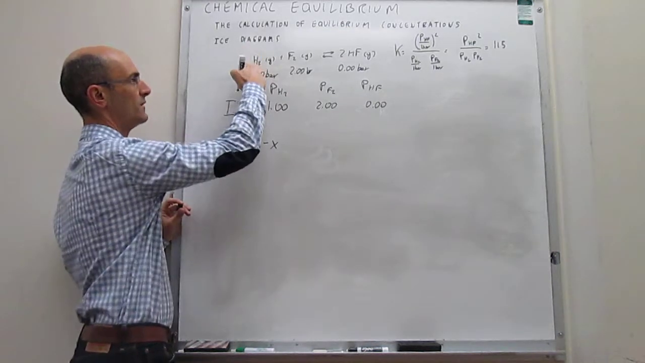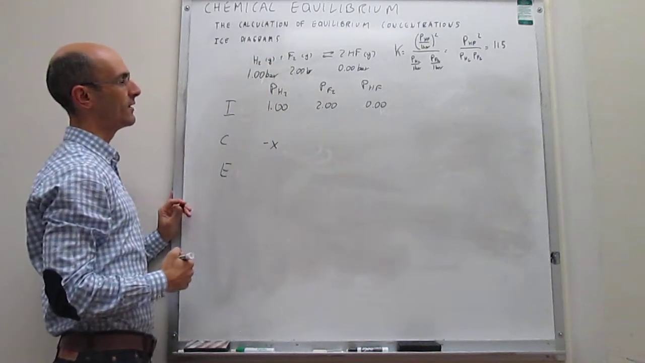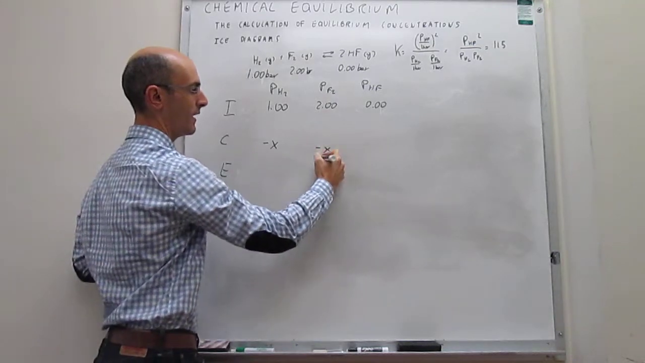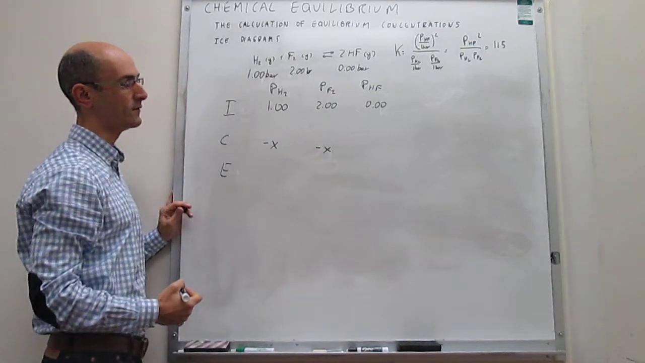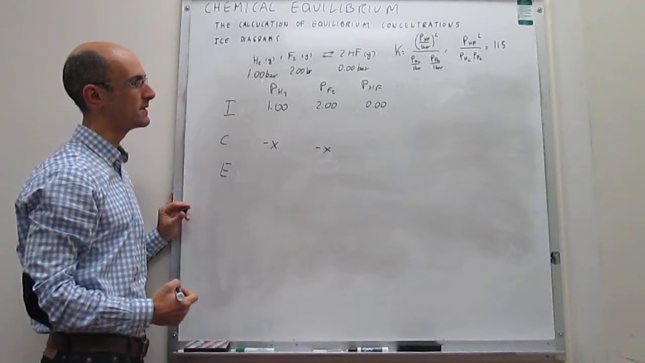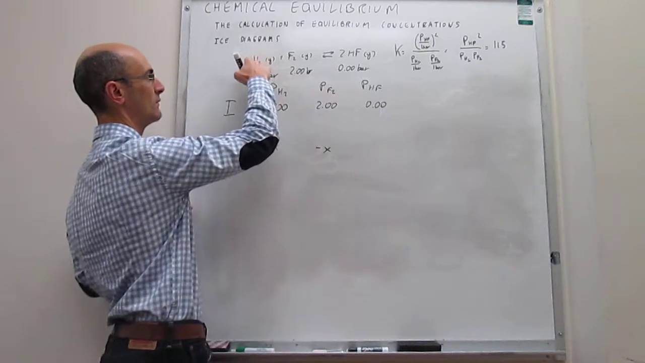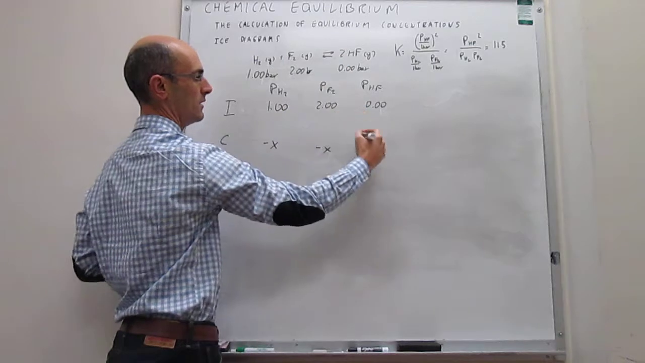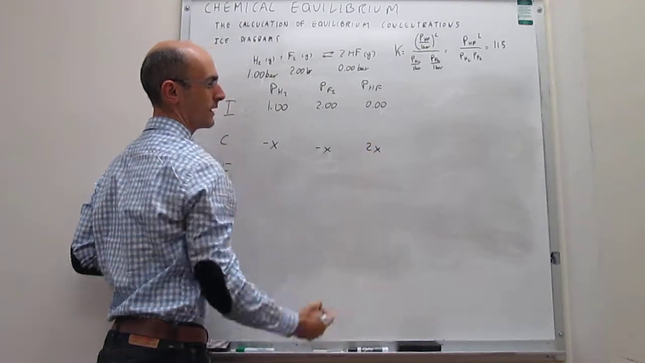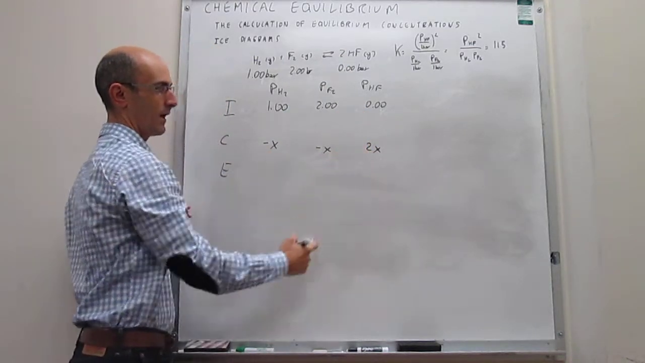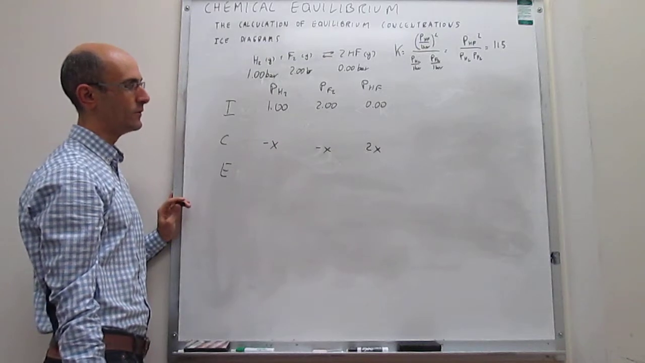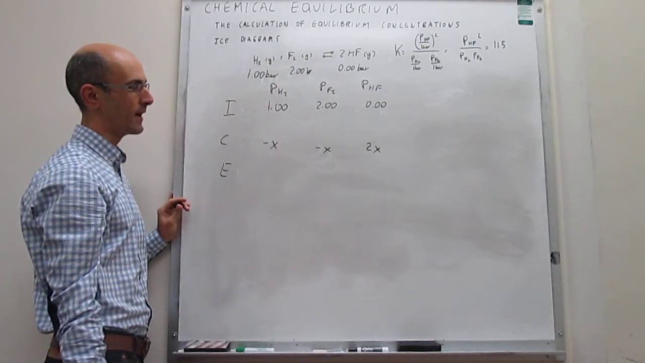Because the stoichiometric coefficients are 1 and 1 for hydrogen and fluorine, then the same amount of hydrogen that reacts will react to fluorine, so that will also be minus X. And then HF, the stoichiometric coefficients are 1 to 2, so the growth in HF will be 2x. Whatever this x is, you'll have twice of the HF produced in that particular reaction.